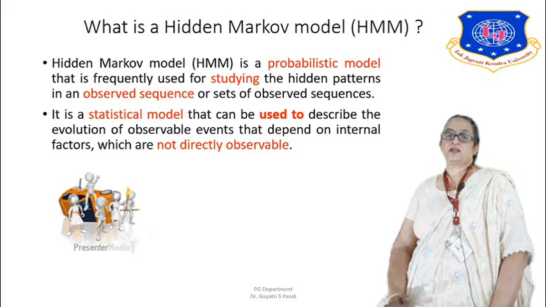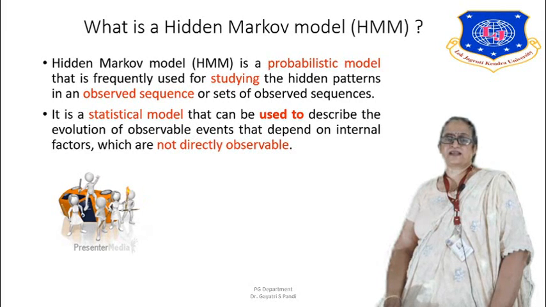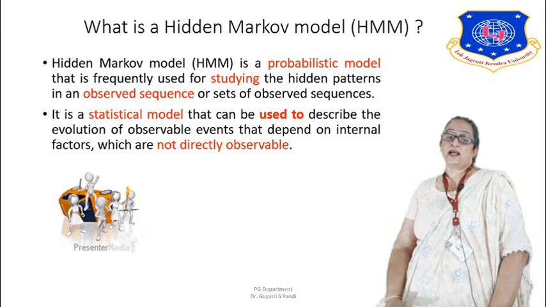Hidden Markov model is in short termed as HMM, and it is a probabilistic model that is frequently used for studying hidden patterns in an observed sequence or a set of observed sequences. So it's basically where the observations, or a set of sequences of observations, are available. There you can use hidden Markov model. It is a statistical model used by statisticians to describe the evolution of the observable events. So how the events have come up, how they have started, all that can be described. That basically depends on internal factors which are not directly observable.